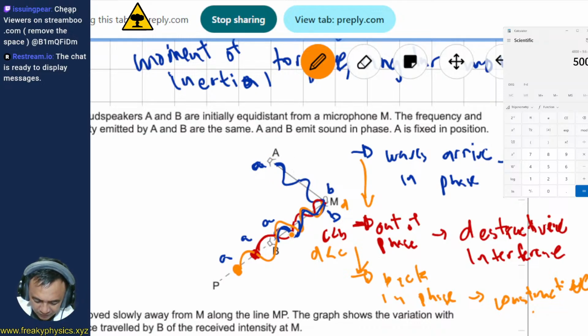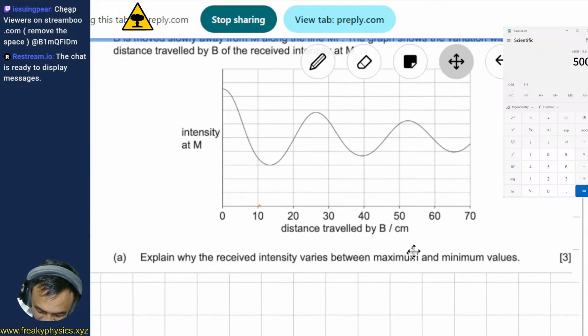So what happens when the two speakers are in their initial positions? It's constructive interference. Then when we get to destructive interference, it isn't totally destructive, because the amplitude here is going to be smaller than the amplitude here from a. So it's only partially destructive. Then here, it's constructive again, but because the amplitude is now smaller, it doesn't go as high up as before. So how would we answer this for the 3 marks?